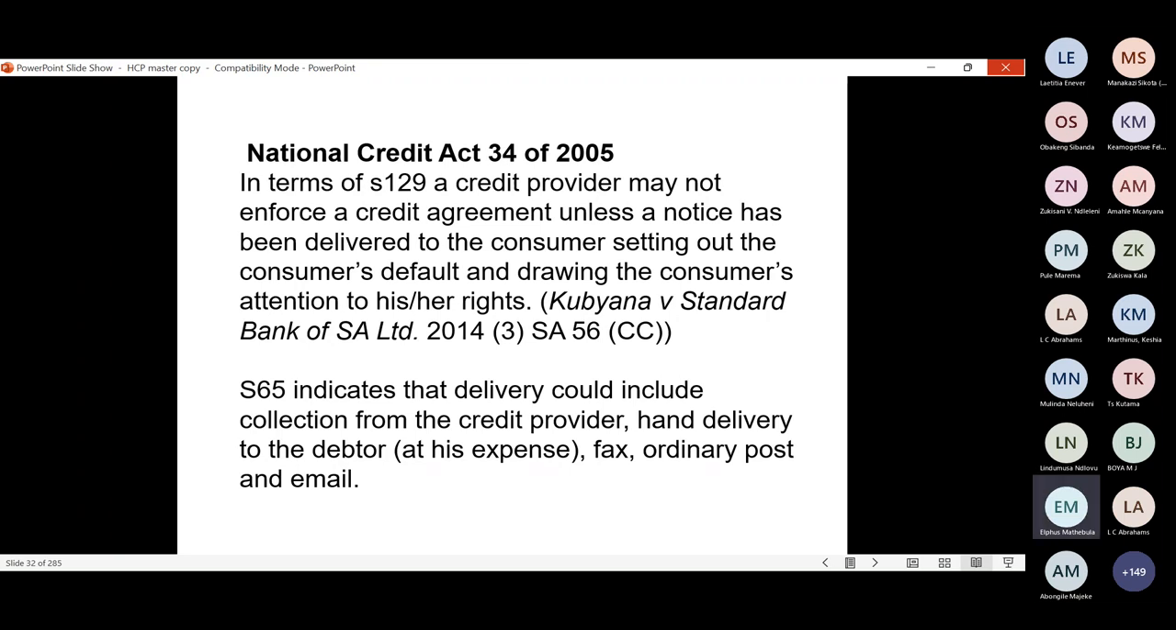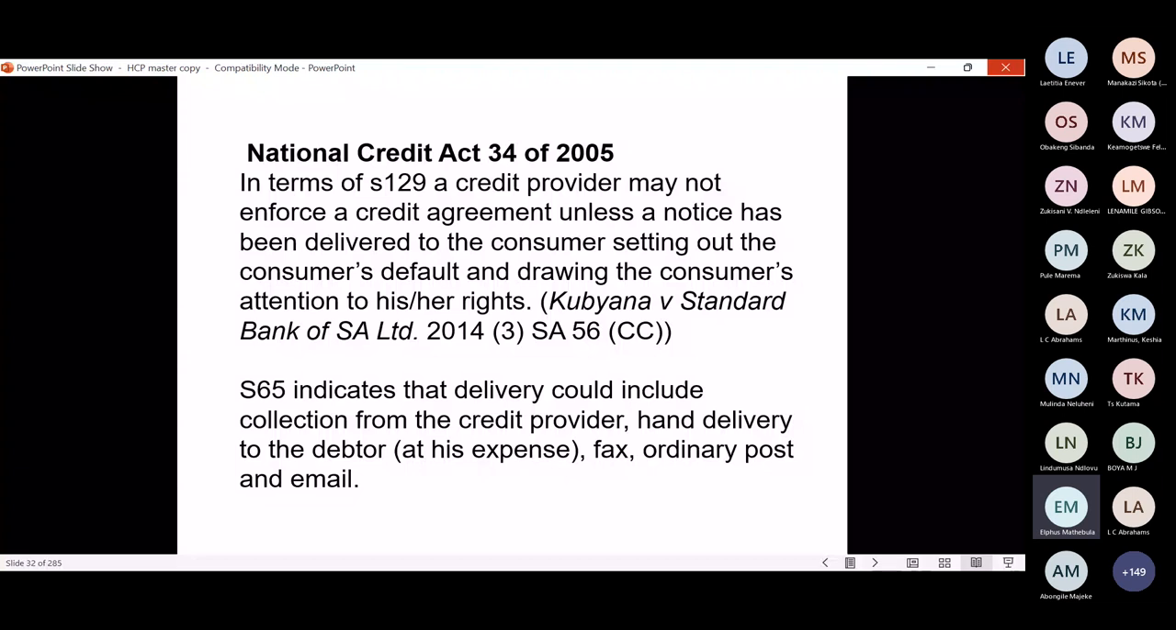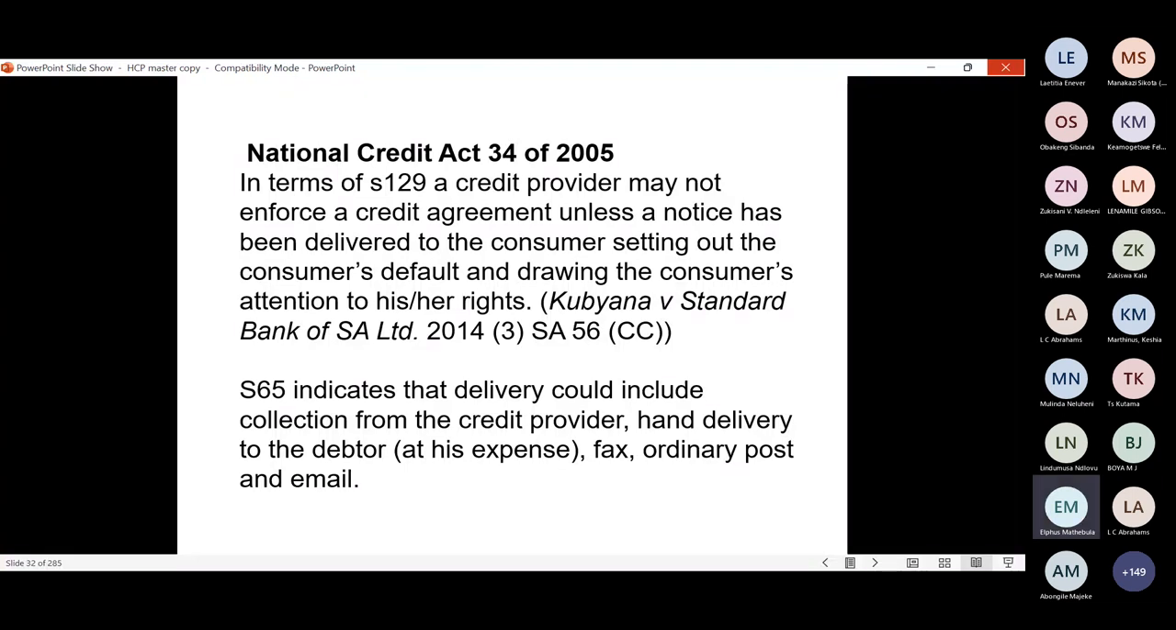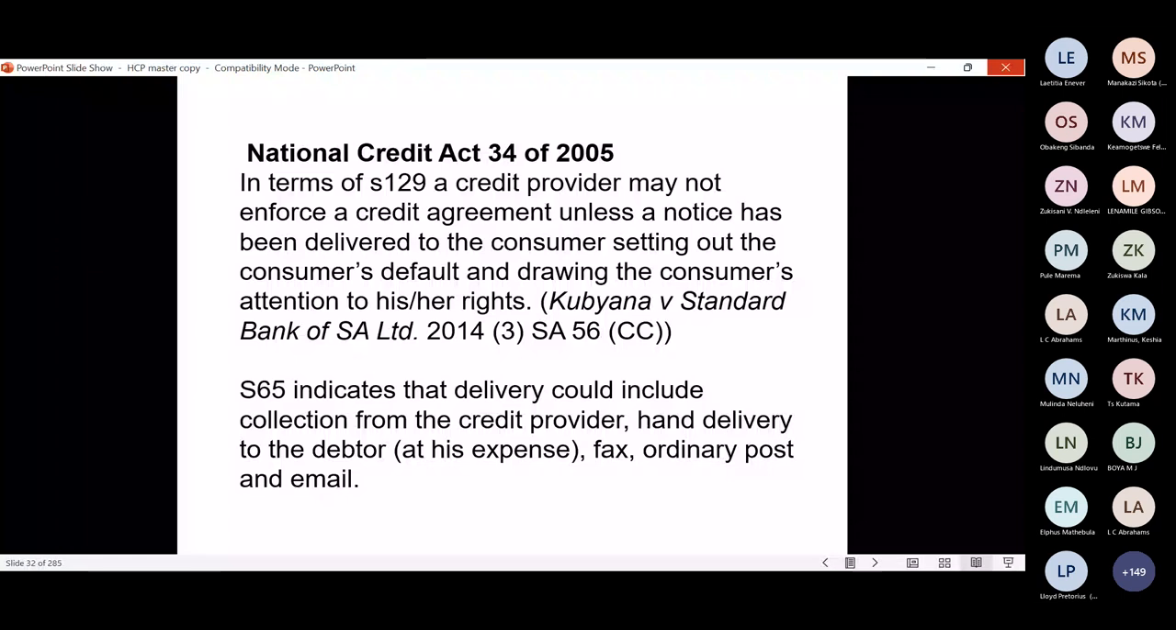Let me summarize it in this way, that a letter of demand, it's not compulsory to respond. No, it is. That part, you are wrong. In terms of the Institution of Legal Proceedings Against Certain Organs of the State Act, it is compulsory in terms of that act. If you are going to claim against the state, an organ of state, then you must send a notice in terms of Section 3, which is the letter of demand.